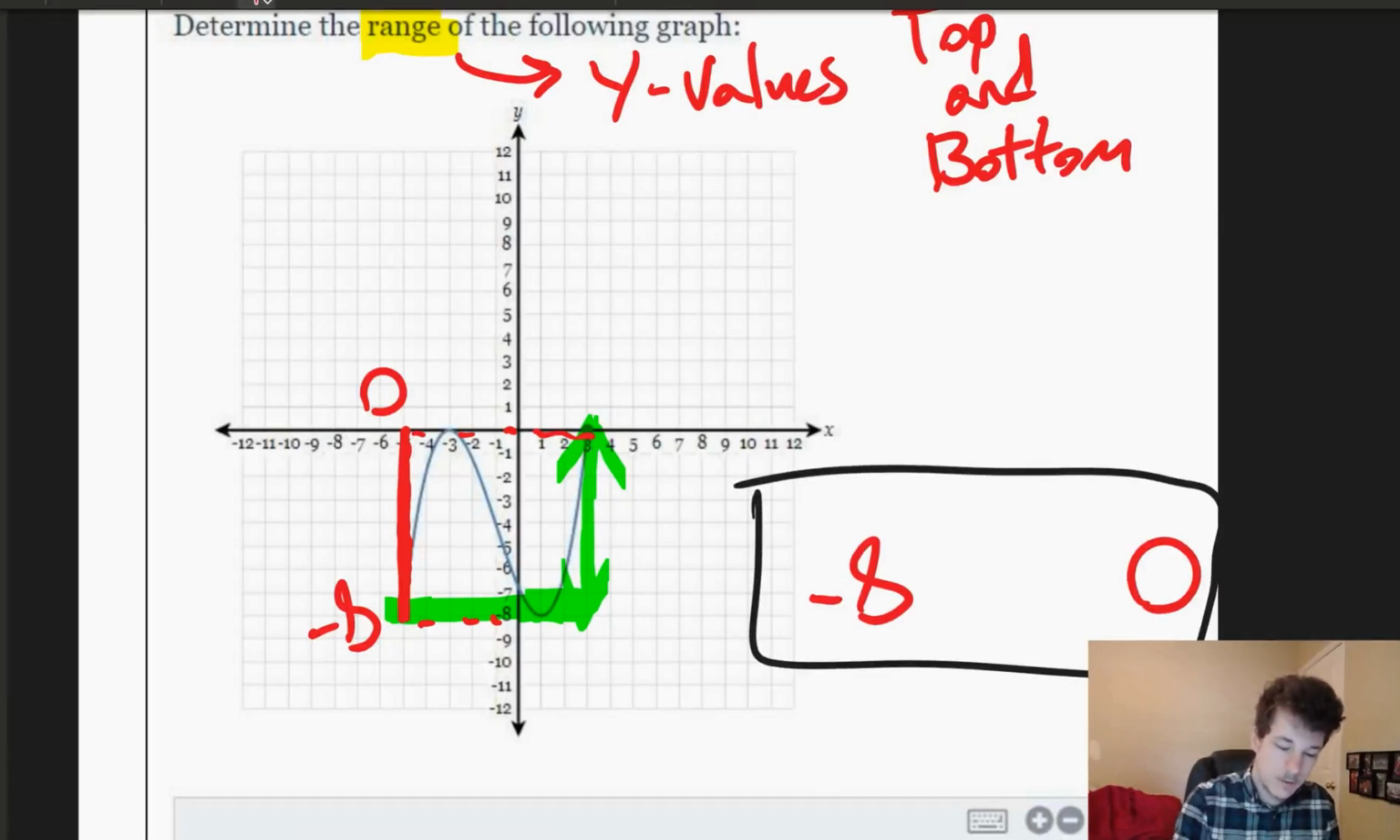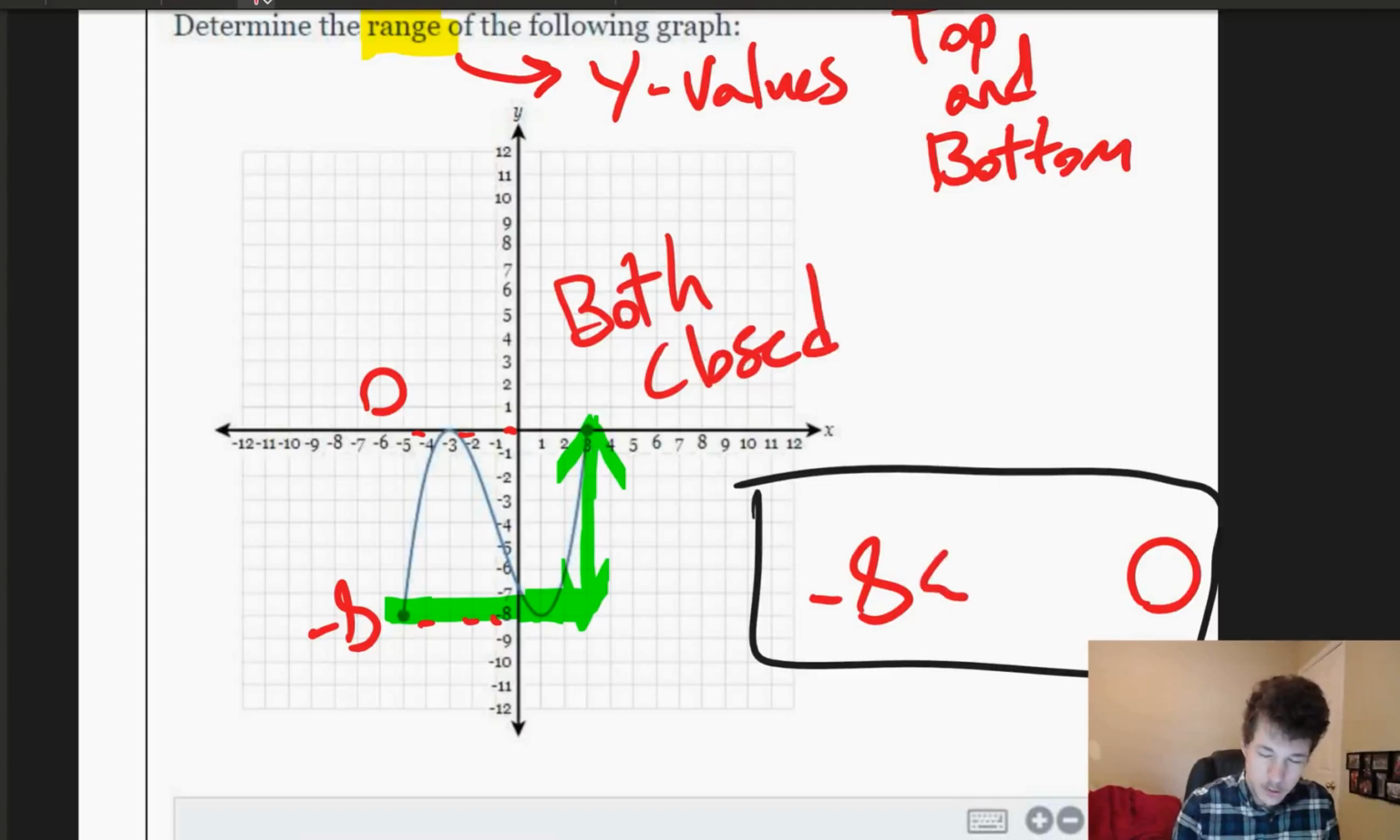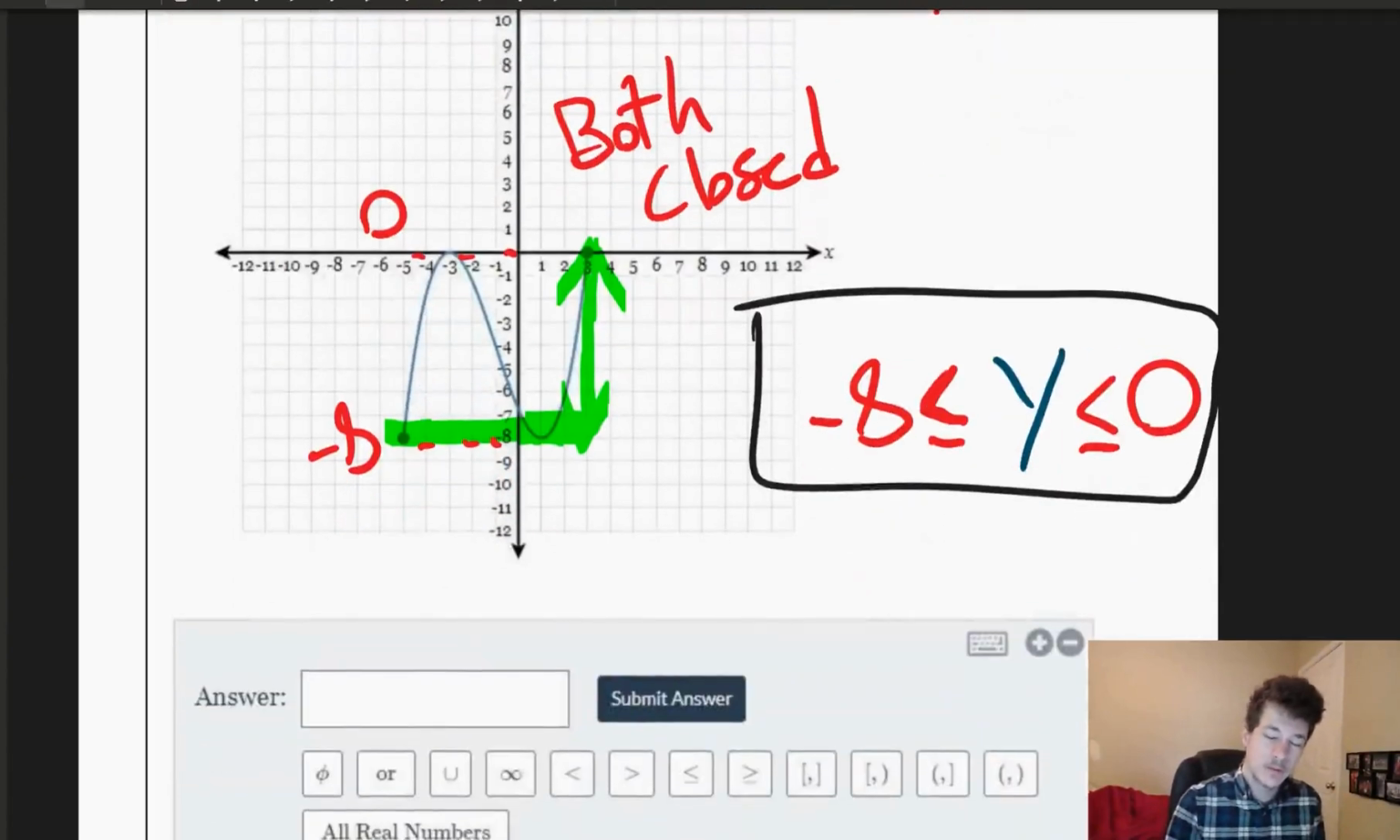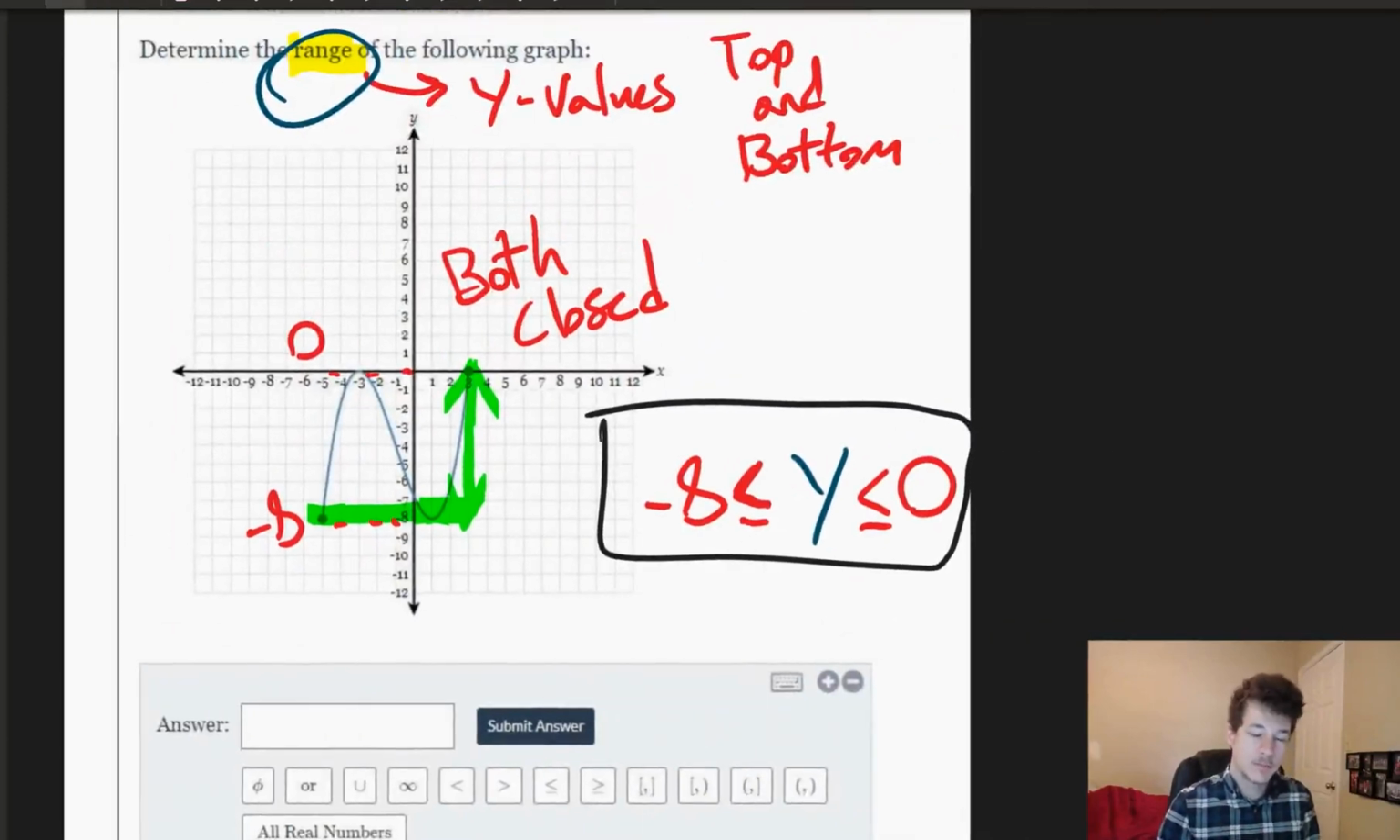Okay, so now we have to figure out what symbols we use. It's the same rules as before. Since these are both closed, we're going to use less than or equal to for both of them. Now, the biggest mistake you can make is typing in x here. Since we're talking about range, you have to put a y in your final answer. So this is how you do range. Think top and bottom for range, think left and right for domain. Let's do another one.